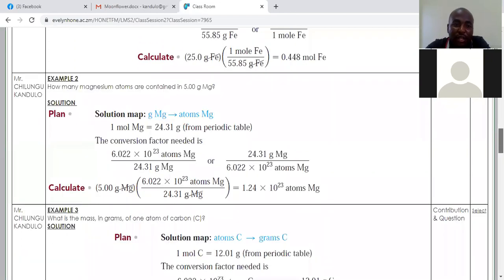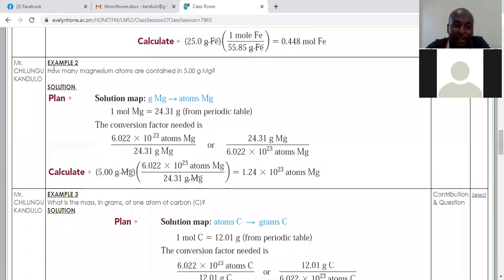Then we go to the next one. How many magnesium atoms are in 5 grams of magnesium? We have 5 grams. Then there's also mention of atoms. So once there's a mention of atoms, we know we use Avogadro's number as the conversion factor.